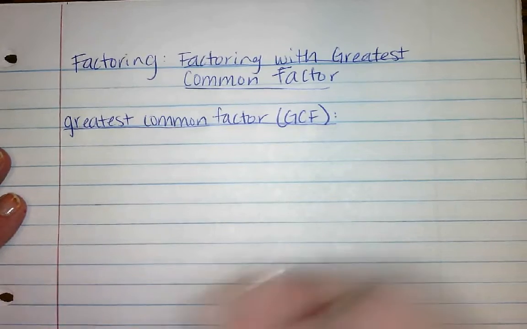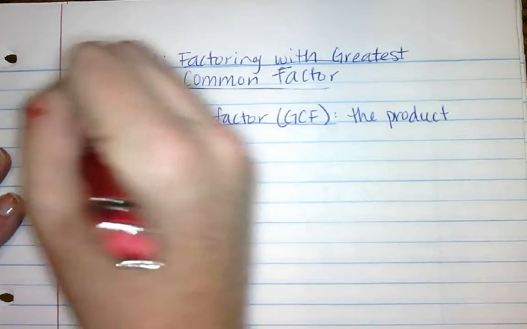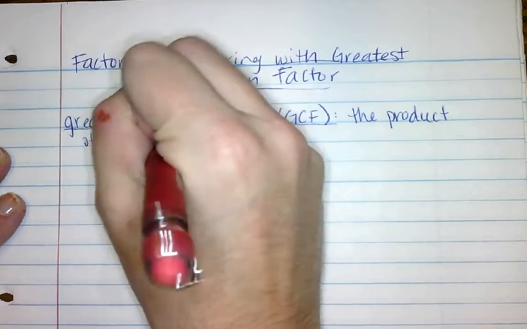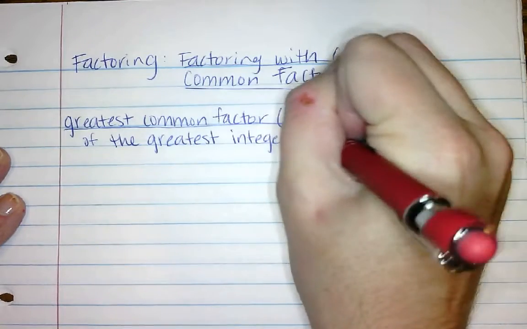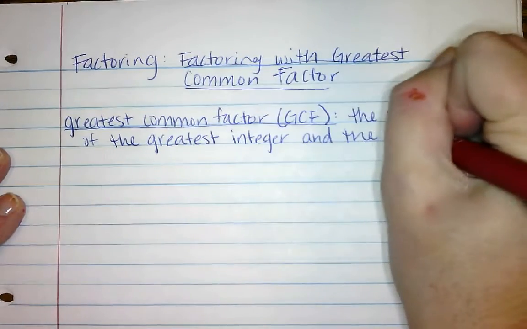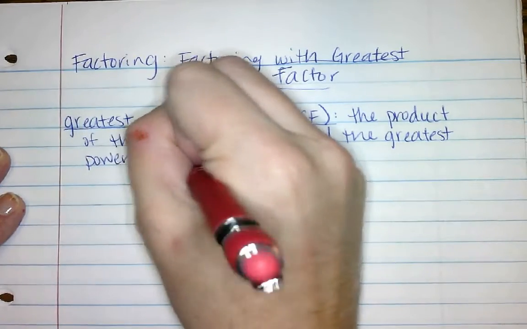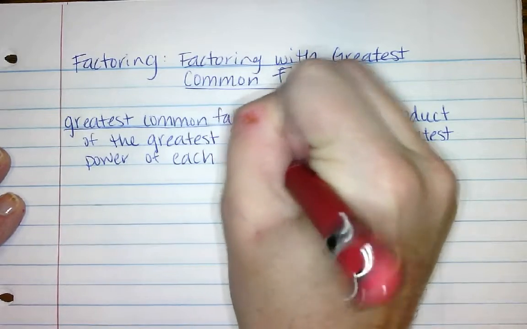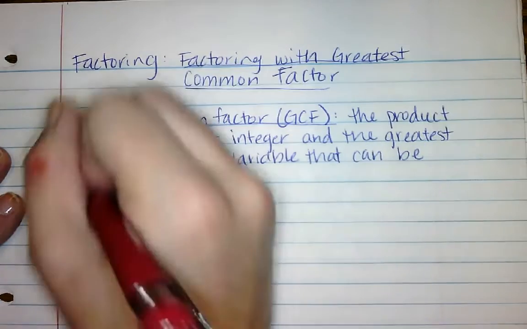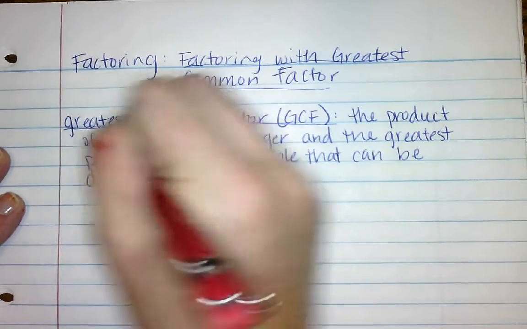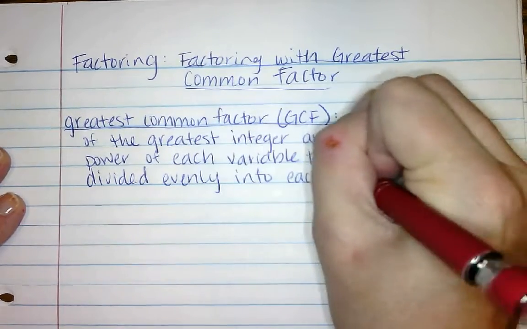So guys, the greatest common factor is the product of the greatest integer and the greatest power of each variable, and we'll talk about that in just a second, that can be divided evenly into each term. Okay?